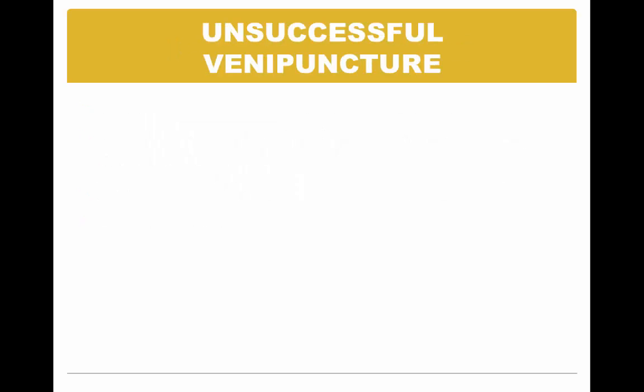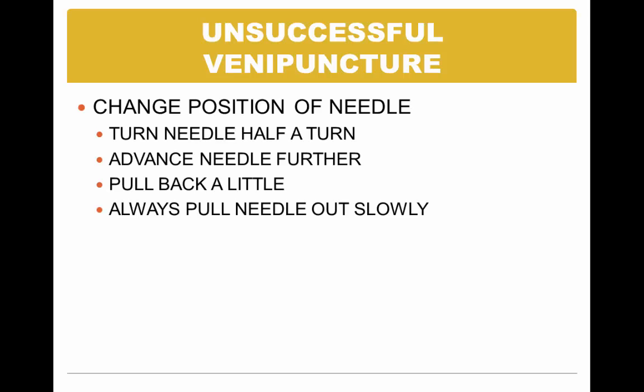After an unsuccessful puncture, you may need to change the position of the needle, turn the needle a half turn, advance it a little bit further, or pull it back a little. You want to make sure you're always pulling the needle out slowly. If you pull it out real quick because you're frustrated and you didn't get blood right to begin with, you might go through the vein. But as you're coming out slowly, you might pick it back up, which can save the needle stick.